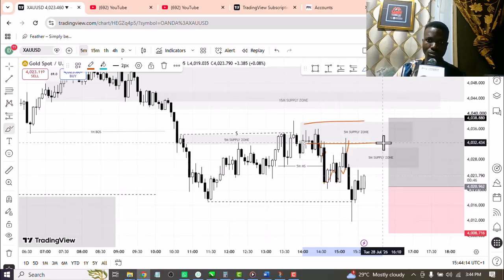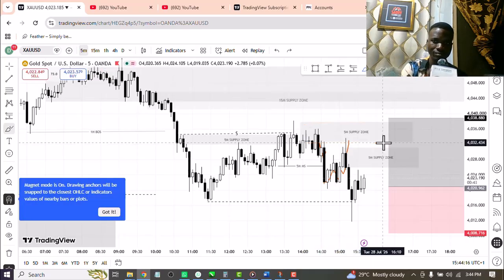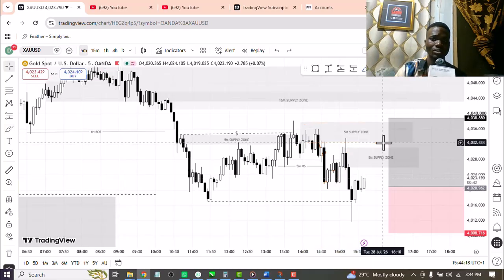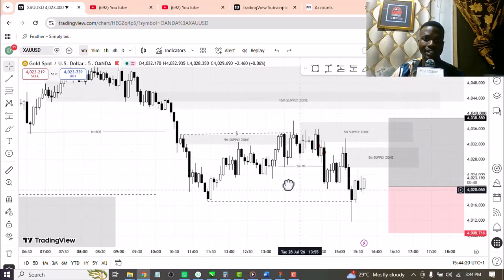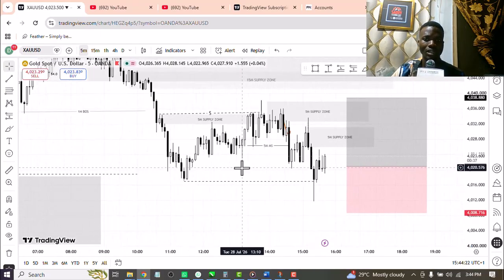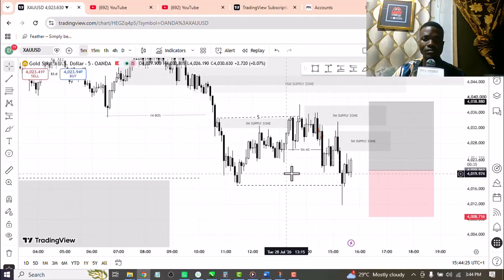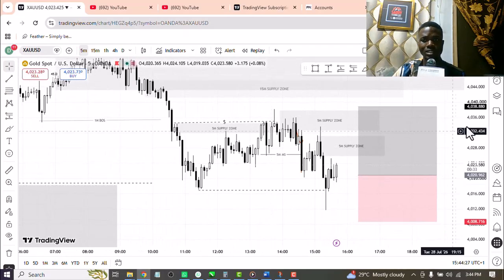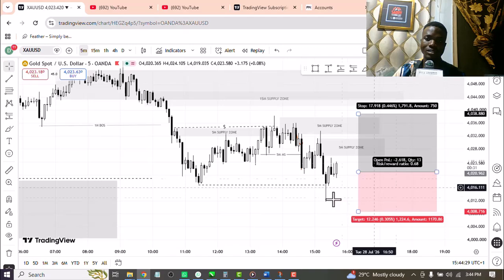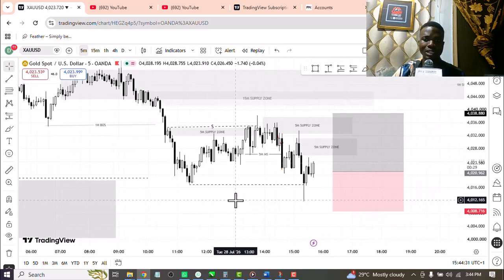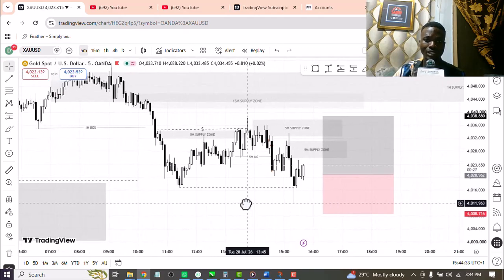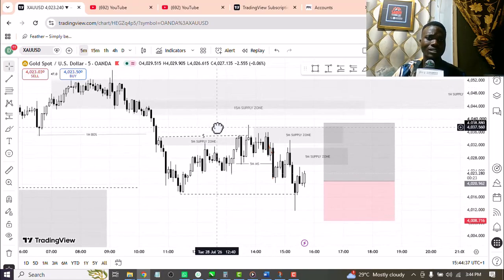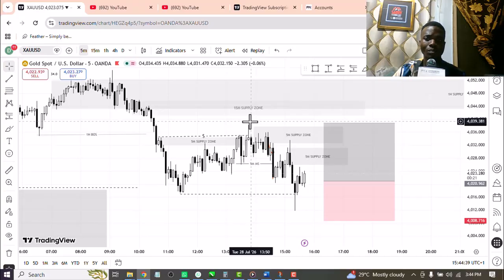So this is what I actually discovered. The reason why I adjusted my bias is that I had to look at what price is doing very well, because I know that it is already the New York and London overlap session.